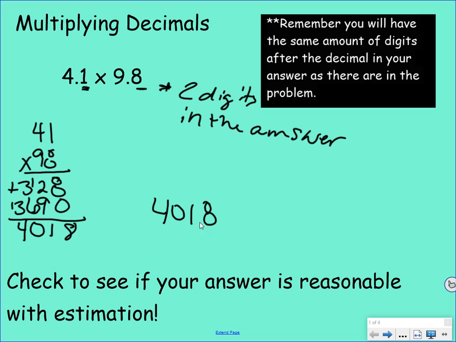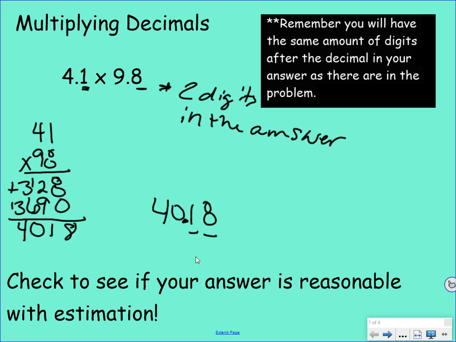4,018. But I have to remember to go back and put my decimal where it should go. So if I look back at the problem, there's one digit and one digit together. That's two digits. So I'm going to go and put my decimal in where there are two digits. It just so happens to be the same digits. That's a crazy coincidence. But two digits are after the decimal in my answer.